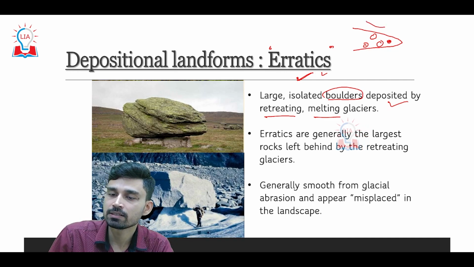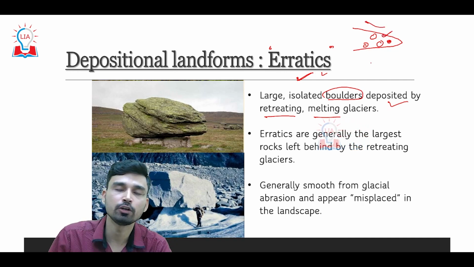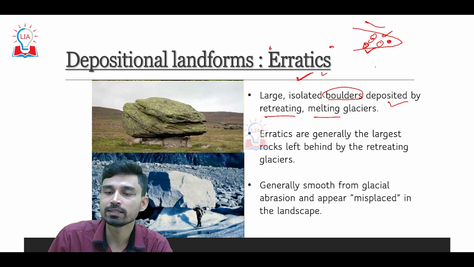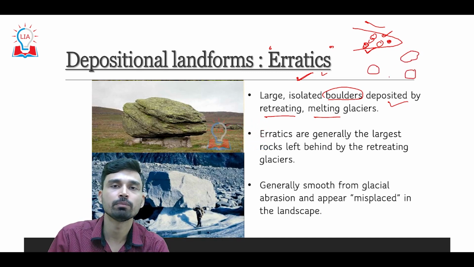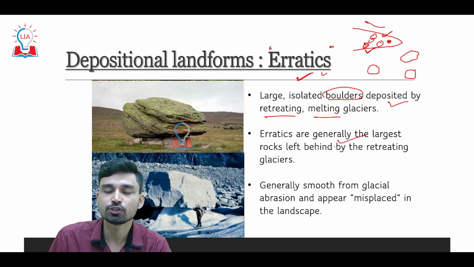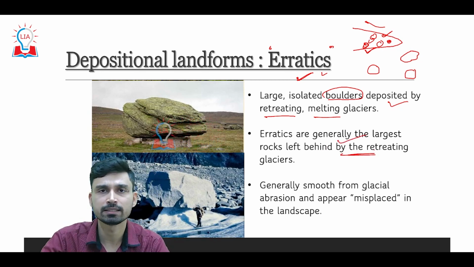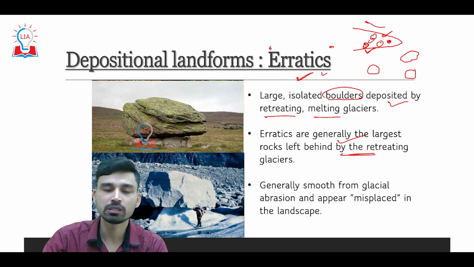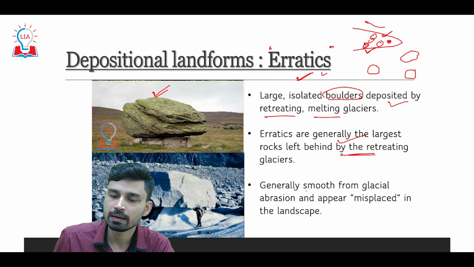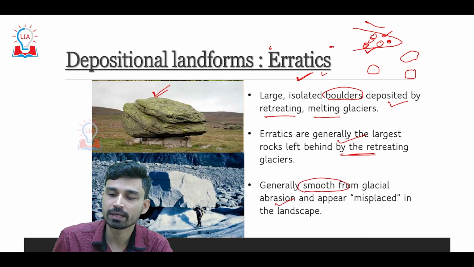But as the glacier starts to retreat or melt, the surrounding ice blocks that were earlier covering these entire stone blocks, entire boulders, start to disappear, and thus boulders start to appear here and there due to the melting of the glaciers. So generally they are believed to be the largest rocks left behind by the retreating glacier. And since the glacier has continuously been moving over these boulder blocks or rock blocks, they appear very smooth due to the abrasional process.